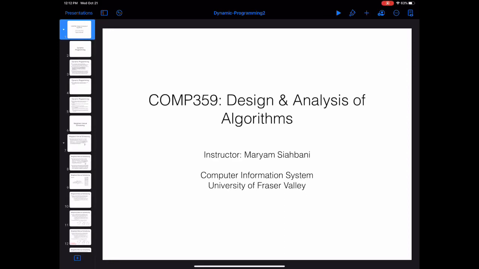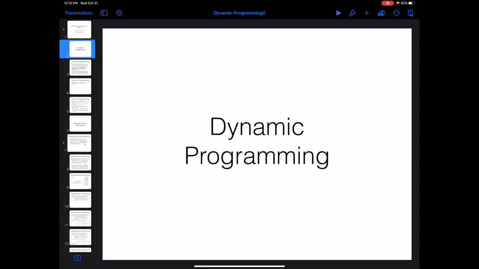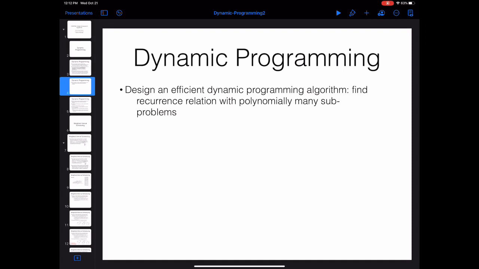Hello everyone. Today I am going to continue our discussion about dynamic programming. As we have seen before, the idea of dynamic programming comes from the recursion and divide and conquer idea: if you can find a good recursive relation for a problem and can store the solution for the subproblems and reuse it again, you can make your recursive algorithm more efficient.